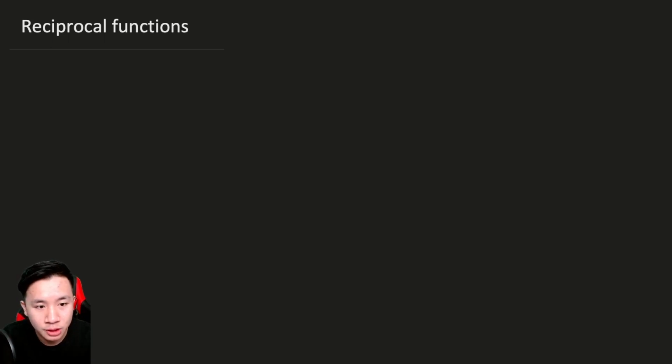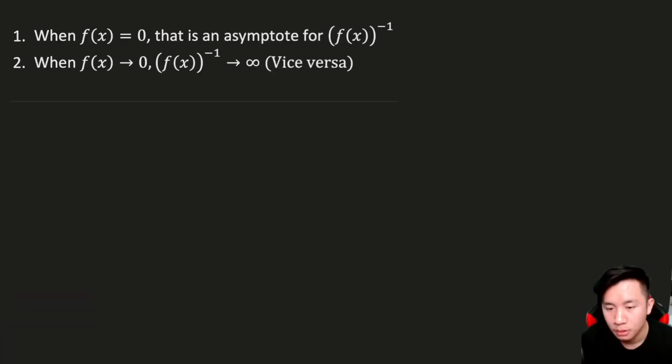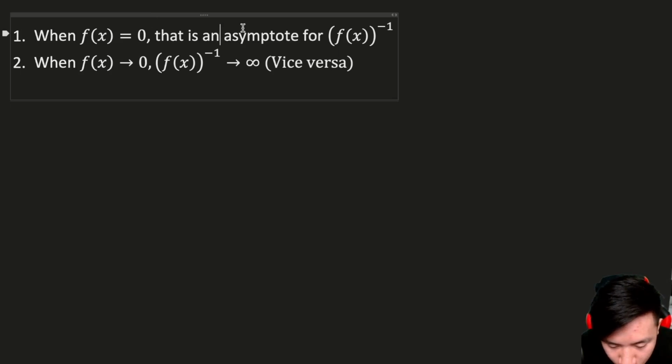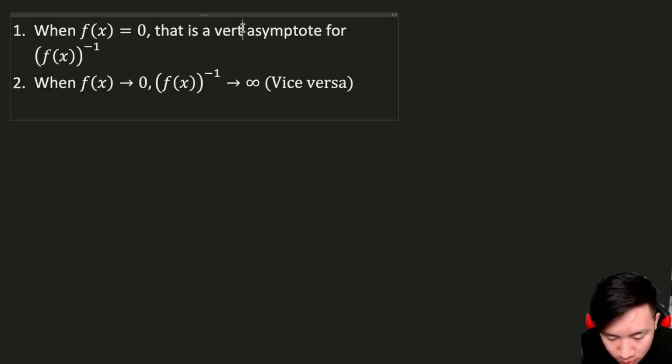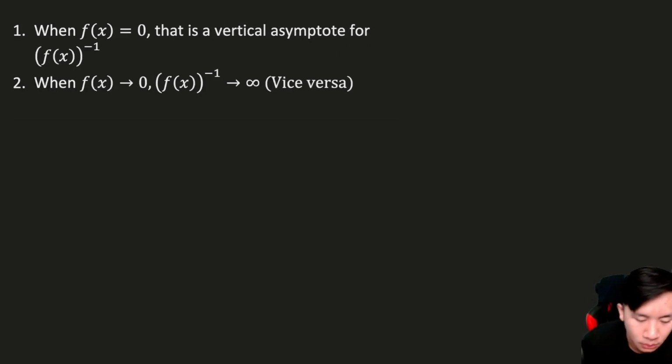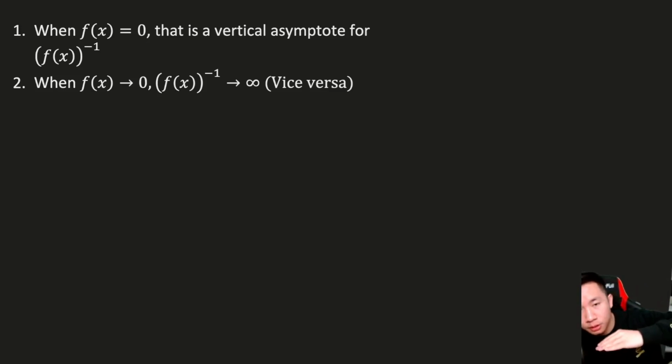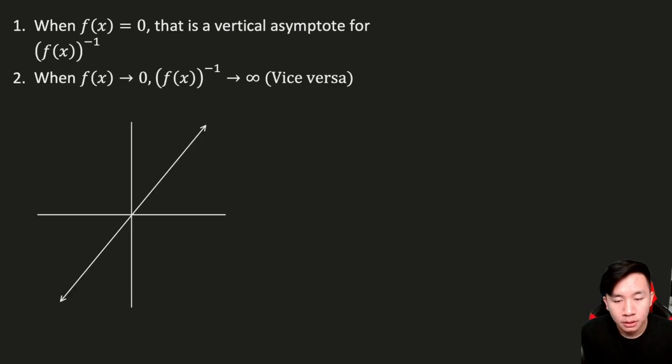Today I'll be going through reciprocal functions. Alright, so there's two dot points I want you to keep in mind, and that is when f of x is equal to 0, that is an asymptote for the reciprocal function. More specifically, a vertical asymptote. And when the original function approaches 0, the reciprocal function will approach infinity, vice versa. And I'll show you how that works.